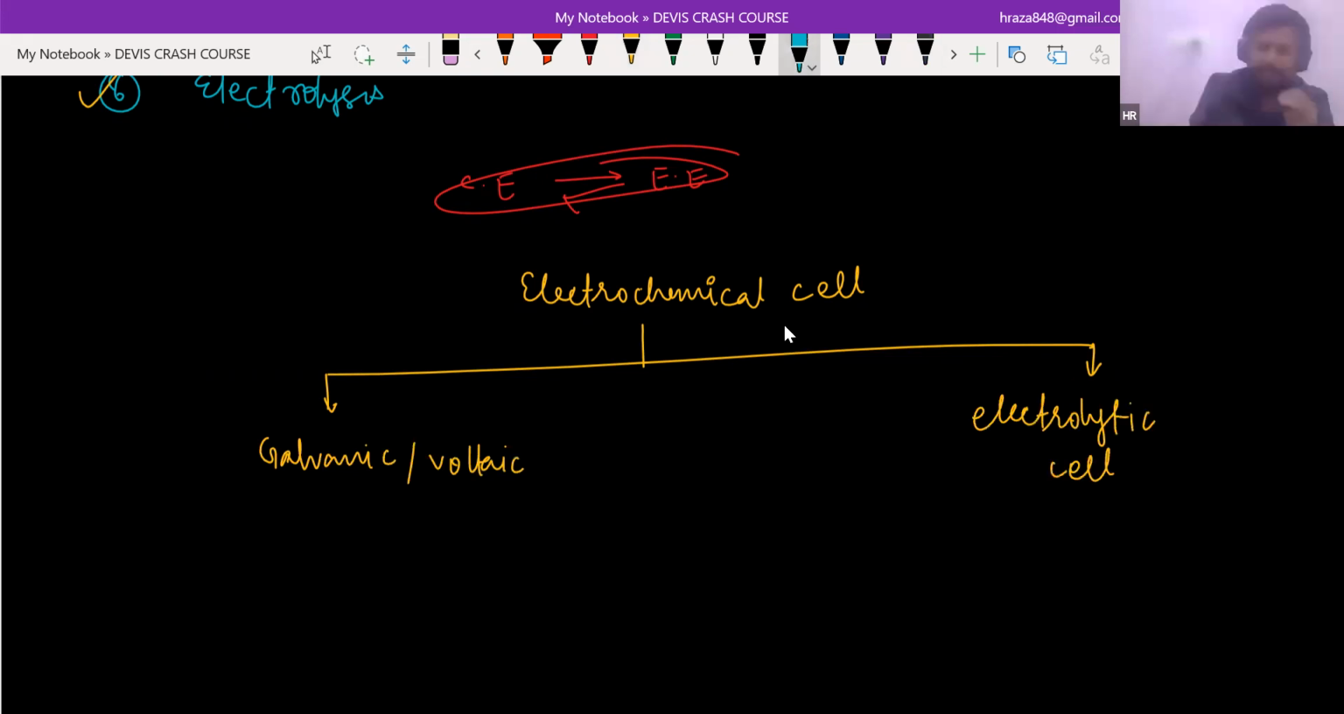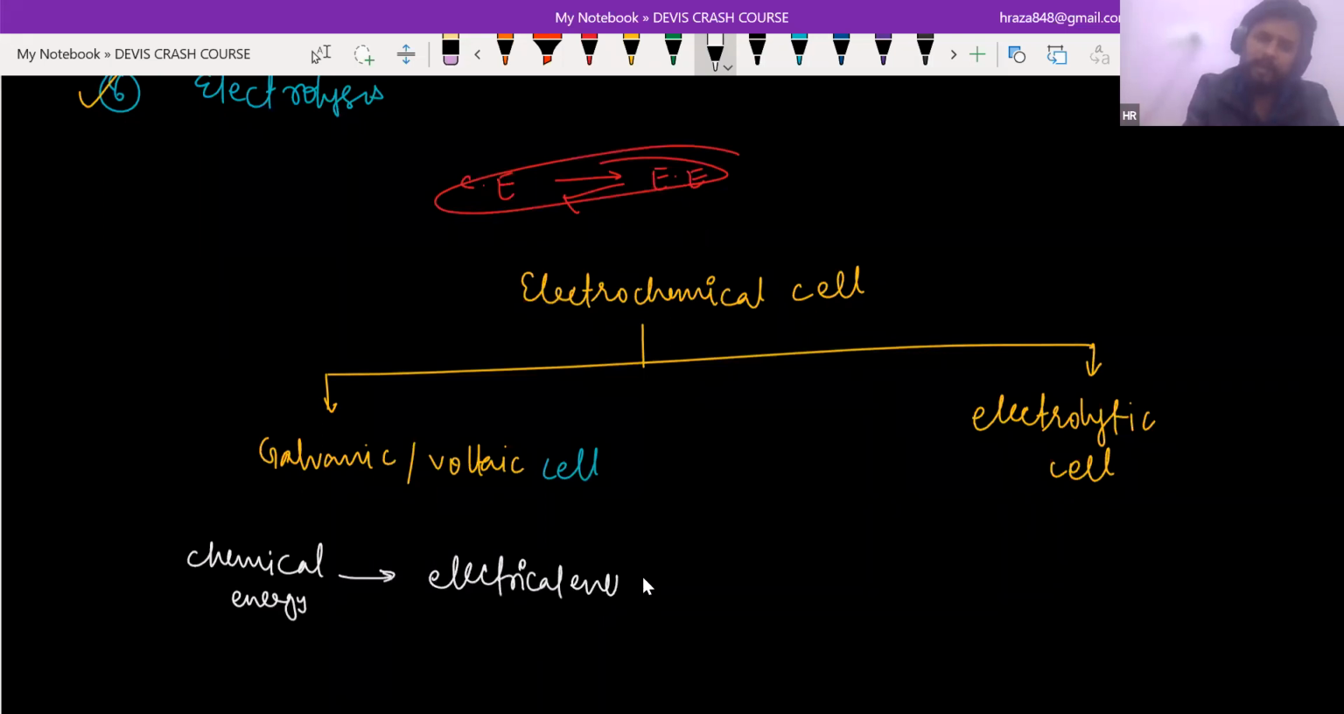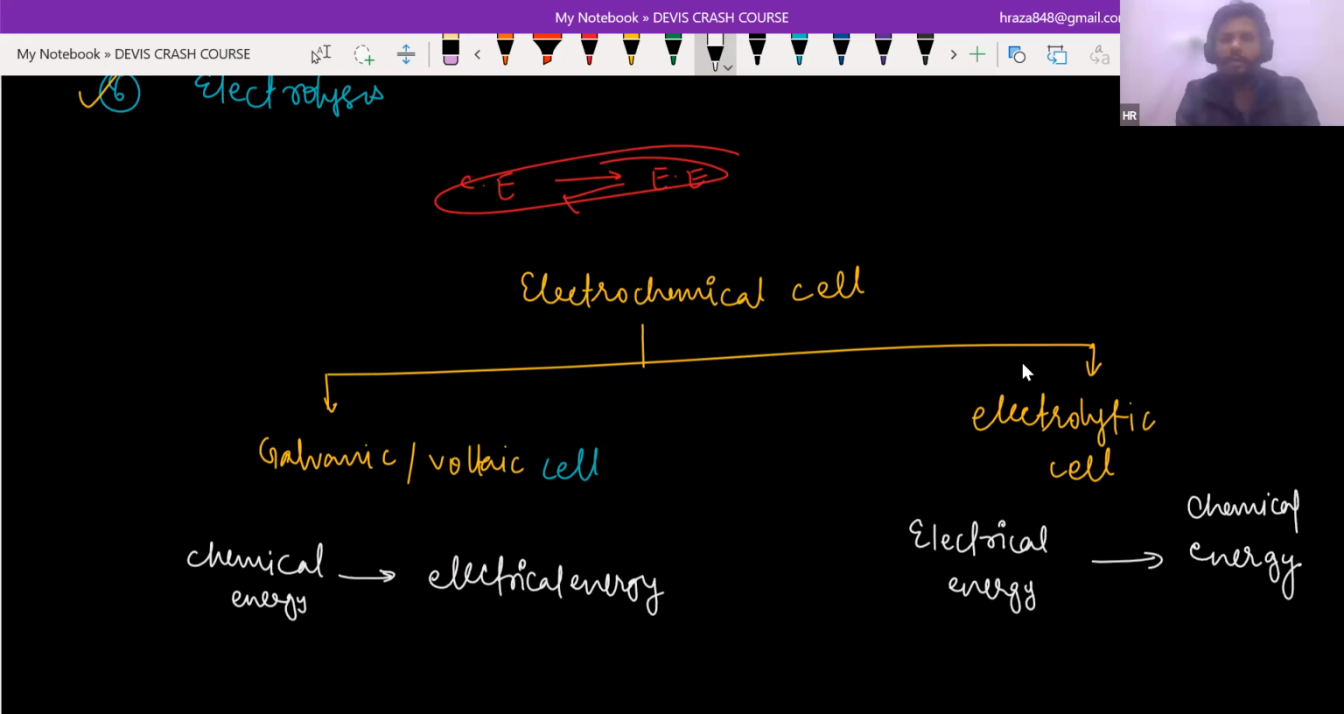Now, why did we divide this into two parts? Since both are cells. So basically, in the galvanic cell or voltaic cell, chemical energy converts into electrical energy. And in the electrolytic cell, electrical energy converts into chemical energy. So this is the basic difference. You need to be careful when I'm talking about electrolytic cell and galvanic or voltaic cell. Is that clear? Okay. Yeah, yeah.